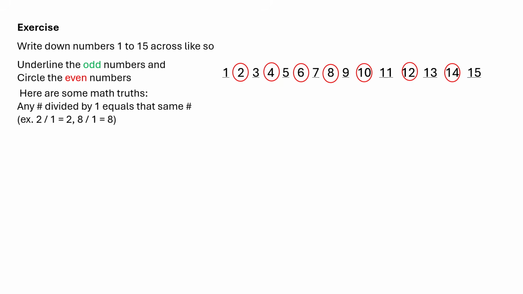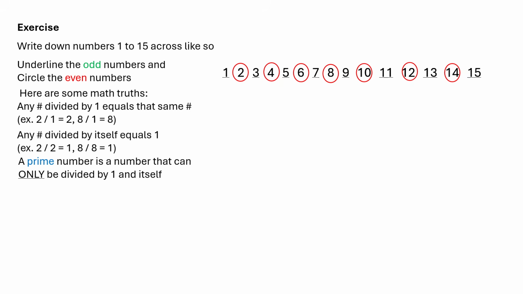Now, here are some math truths. Any number divided by 1 equals that same number. Like 2 divided by 1 is 2, 8 divided by 1 is 8. And any number divided by itself equals 1. 2 divided by 2 is 1, 8 divided by 8 equals 1. So a prime number is a number that can only be divided by 1 and itself.